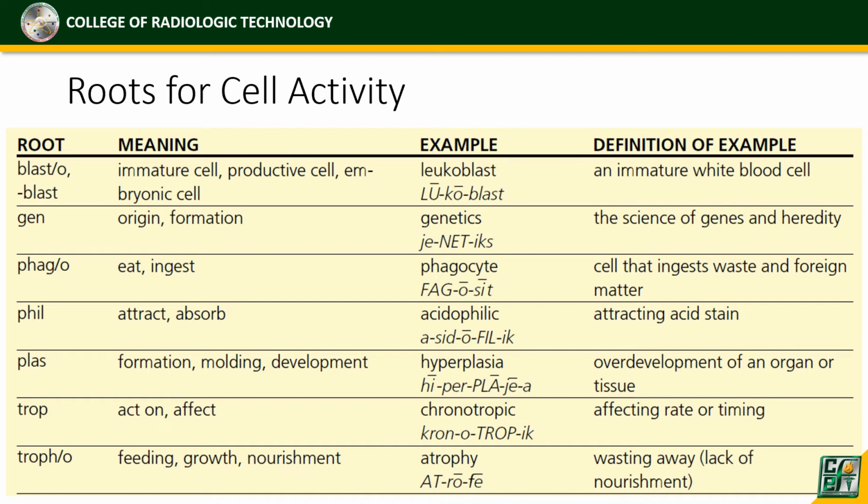Next, we have gen. Gen means origin or formation. The example is genetics, the science of genes and heredity, or the science that studies the origins of certain genes and other hereditary traits.